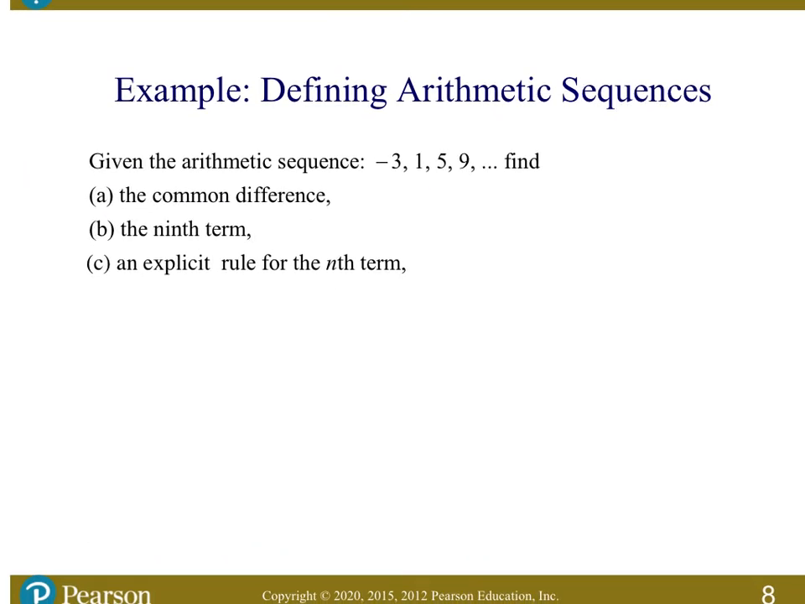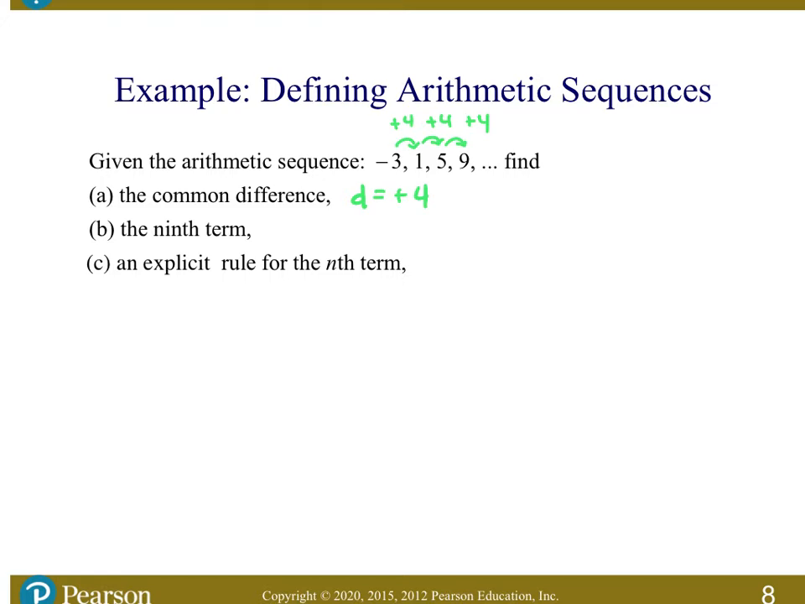So given the following arithmetic sequence, let's just verify that it's arithmetic. This is a +4 and +4. All right, so yep, I can confirm that the common difference is +4. All right, so how would I find the 9th term?